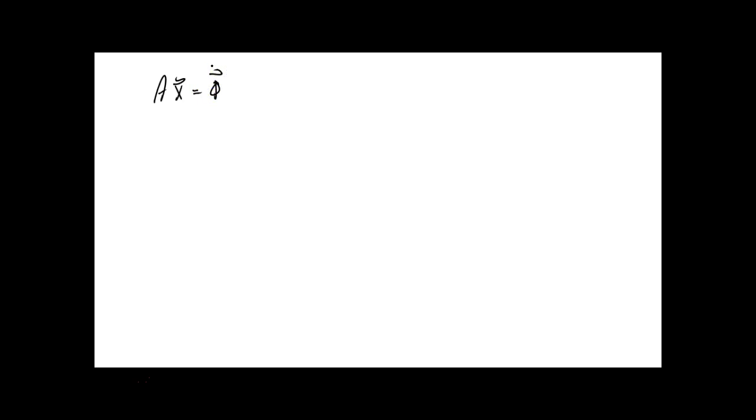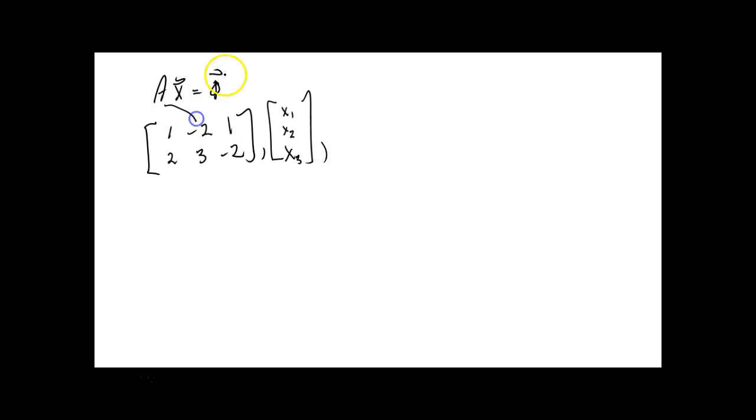Okay? We've already done things like this before, but this time the matrix A is 1, negative 2, 1, 2, 3, negative 2, and the x vector had better be an x1, x2, x3. Got to be, because you have 3 columns here, you need 3 rows there. Okay? And the 0 vector, so this is A, here is the x thing, and of course the 0 vector is just 0, 0, 0. Okay.